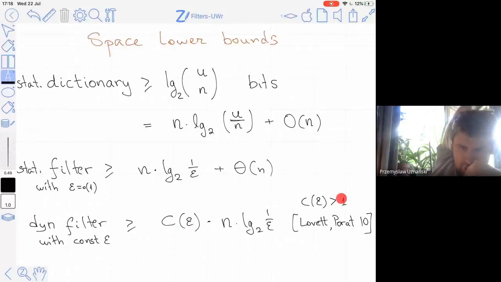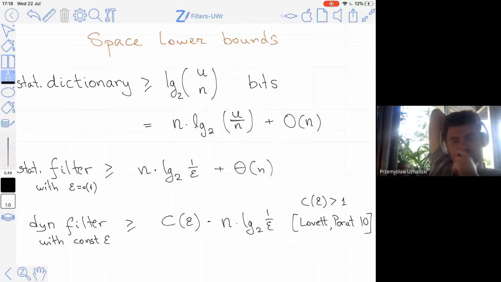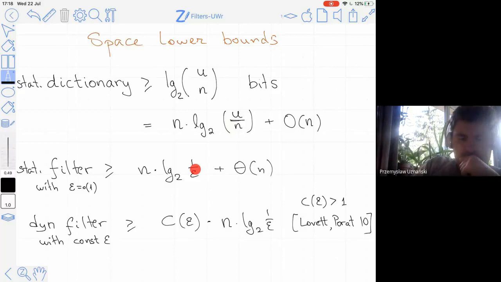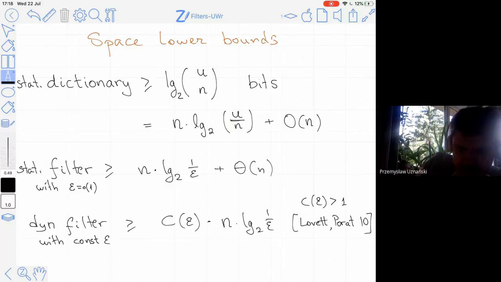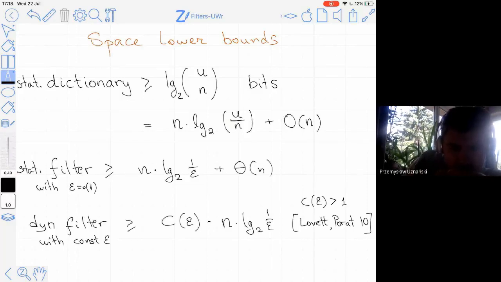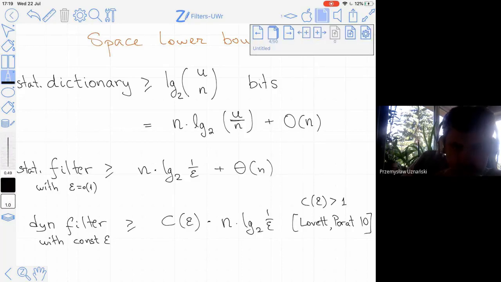So the point that I want to make in this slide is that the number of bits per element in a dictionary is log of u over n, and in a filter it is log of 1 over epsilon. So you can reduce the number of bits per element if you use a filter rather than a dictionary, and then you pay by having this probability of a false positive event. And another thing I want to emphasize is the probability of a false positive does not depend on the data set. It depends only on the random choices that the filter makes.